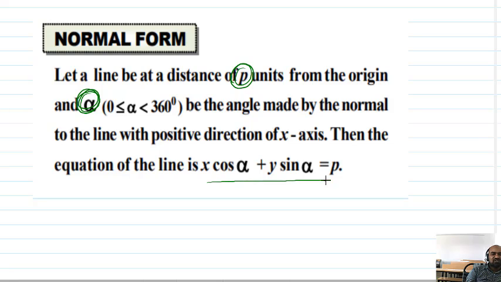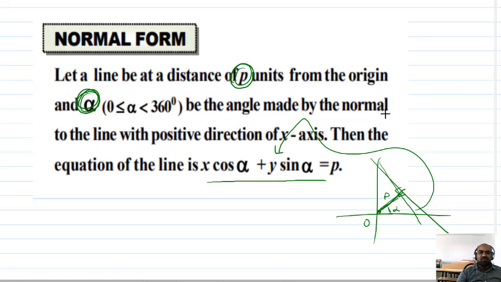Now listen students, this is the line. This is the normal which passes through origin. This normal is making angle alpha, and this length is equal to p. Then the equation of this line is directly given as x cos alpha plus y sin alpha equal to p. But how to prove it? What is alpha here? That is the important thing.